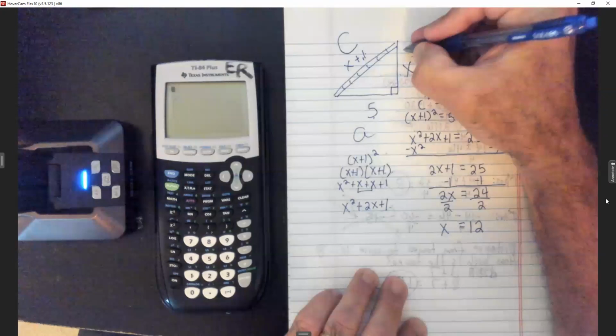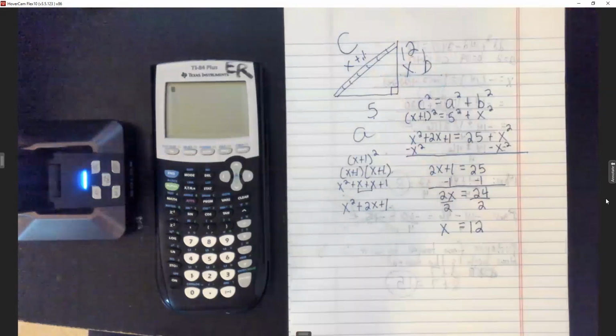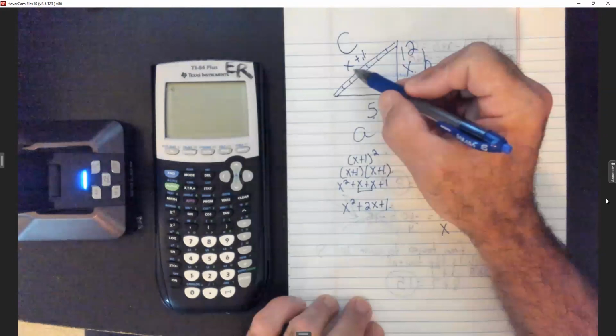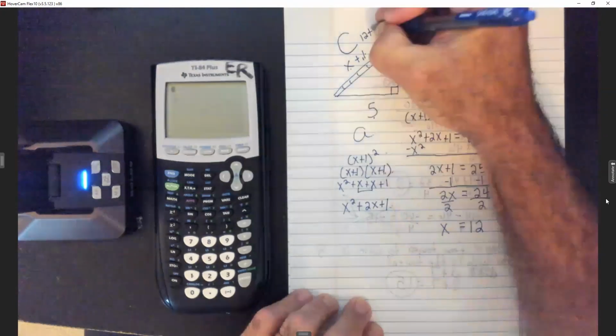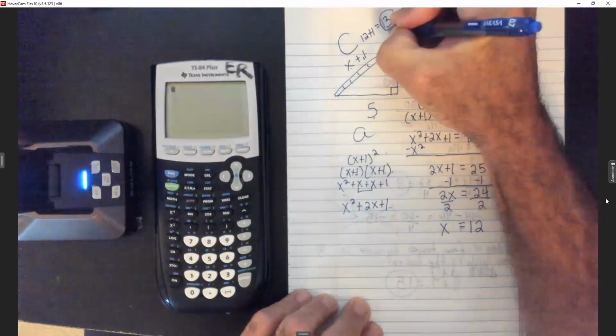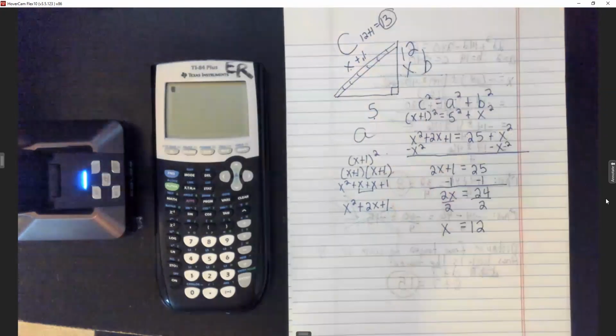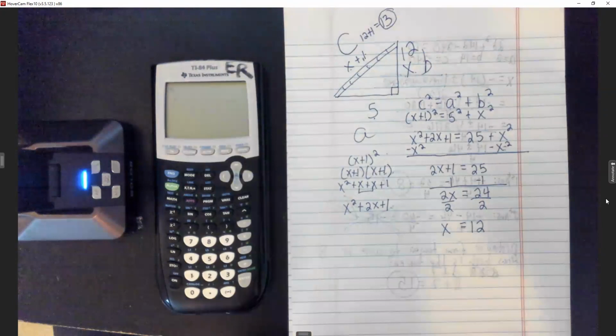But y'all, they want to know how long is that ladder. The ladder was x plus 1, which would be 12 plus 1, which means the ladder is 13 feet. So let me let y'all catch up, and then I'll go put in that one. And y'all remember, this one is definitely on that test, okay?